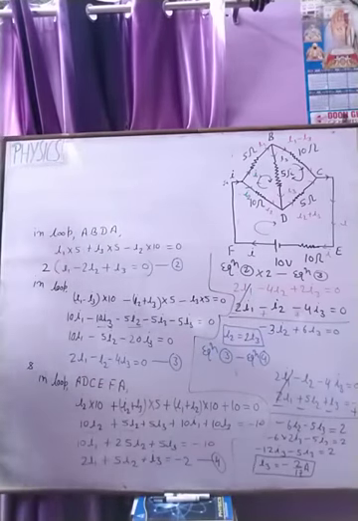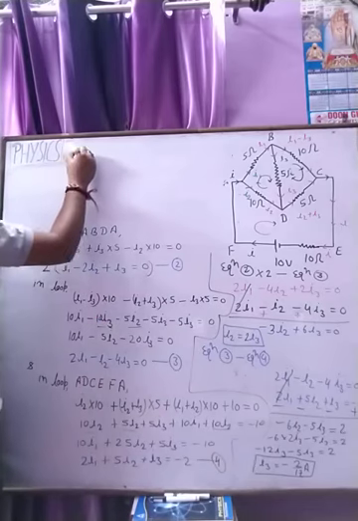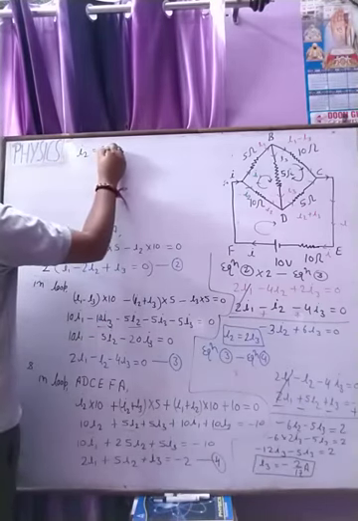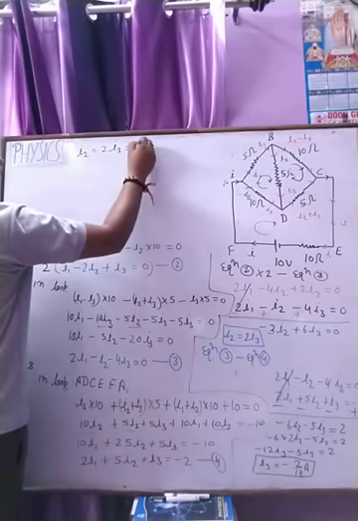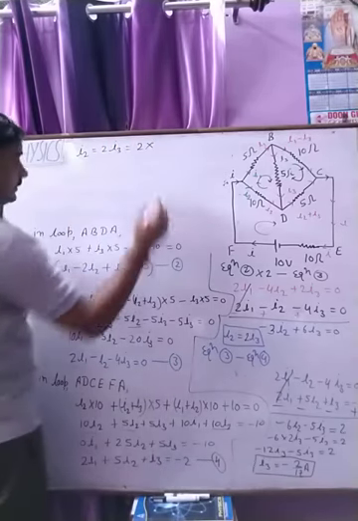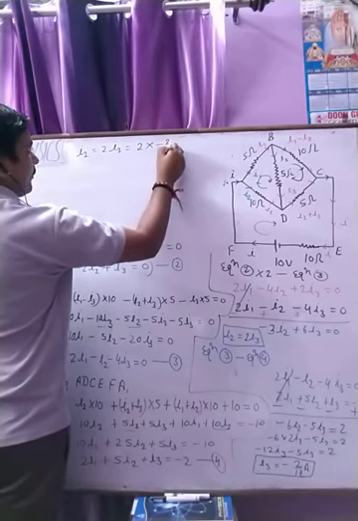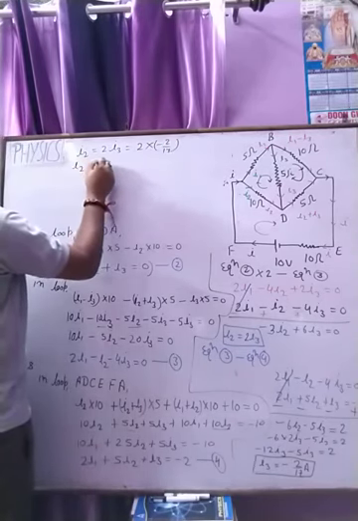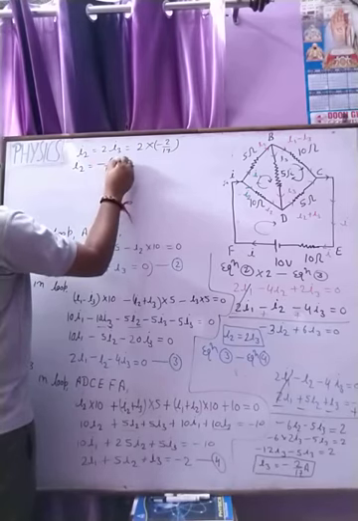Okay, now I2 is equal to 2 I3, and we have 2 into I3, which is minus 2 by 17. On solving, we get I2 equal to minus 6 by 17 ampere.